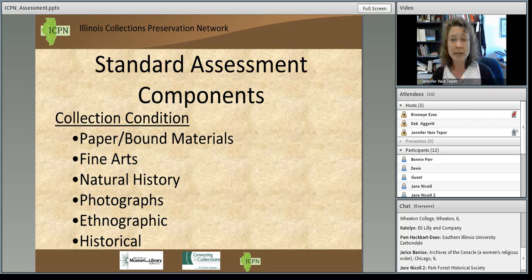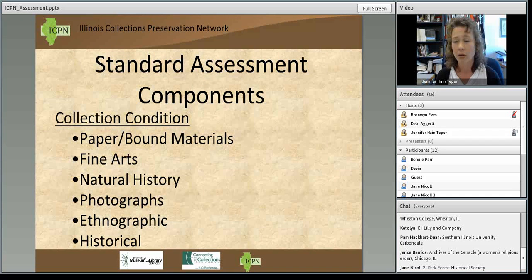I said many of these assessments are going to look at collection conditions specifically. I can't go into a lot of detail here because we have so much variety, but obviously we have lots of different types of materials here. We have bound and paper materials, we have fine arts, we have natural history, we have photographs, we have ethnographic material, we have historical material. All of these materials are going to have different types of approaches to looking at the condition of those materials.